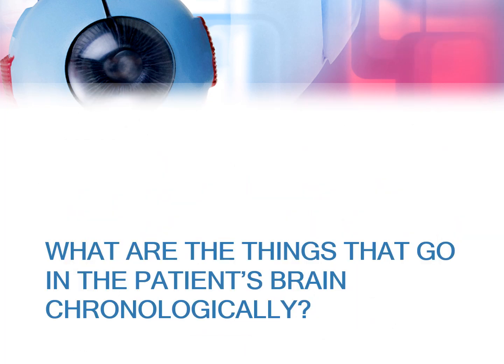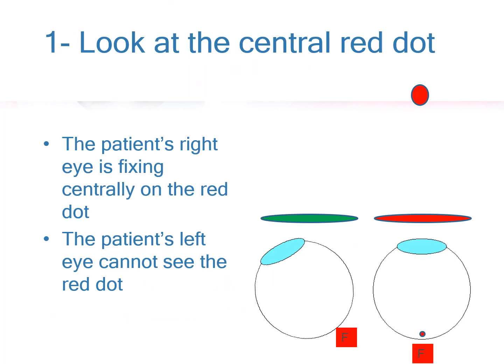Now let's understand, what does the patient actually see and how does the brain interpret it? The patient is asked to look at the central red dot. The patient's right eye is the fixing eye. By that we mean it is the only eye seeing the red dot. The patient's left eye cannot see the red dot.